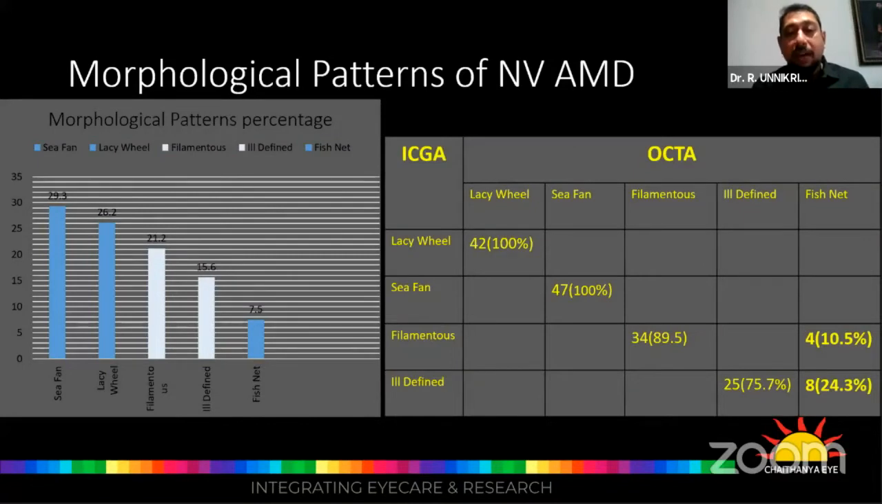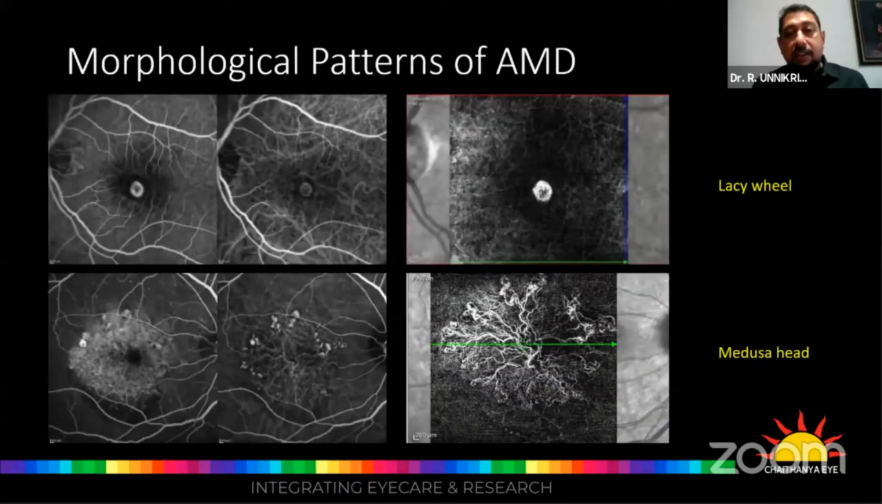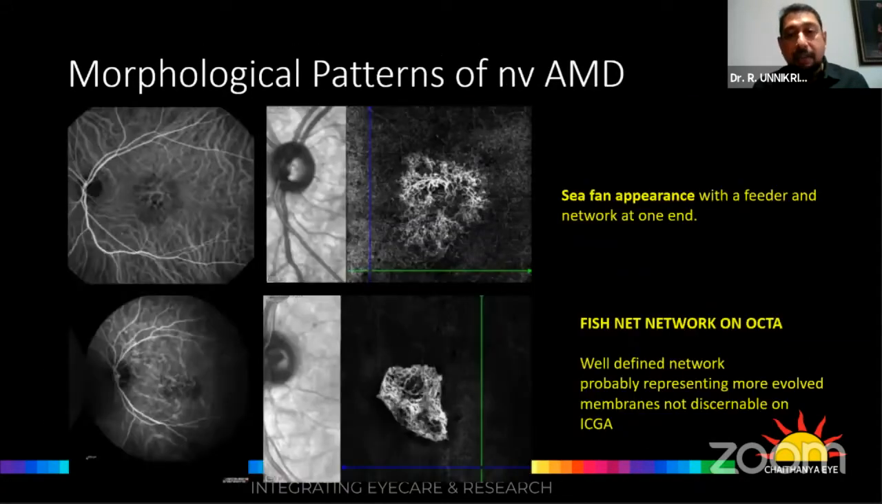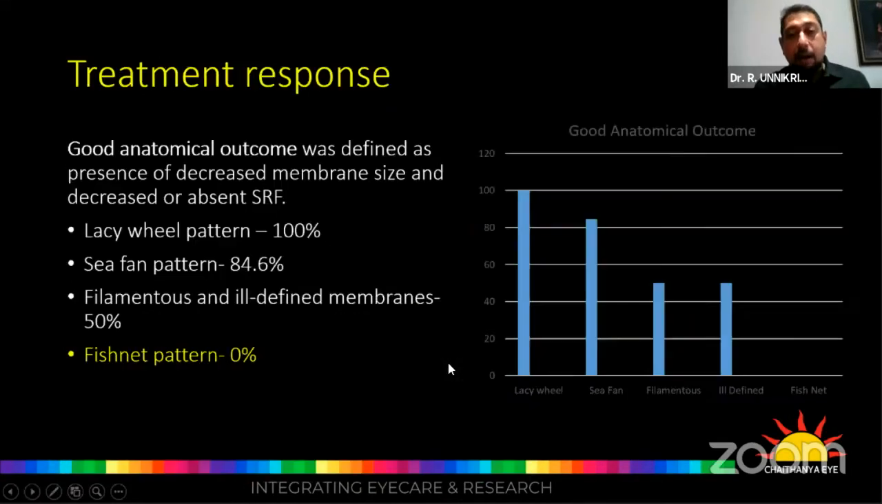Based on the patterns, you have a lacy pattern, a C-fan pattern, a filamentous pattern, and ill-defined or fishnet patterns. And these are the different kinds: the lacy pattern, the medusa head, the C-fan head. But what is interesting is there's a new pattern described called the fishnet pattern, a tightly dense pattern. And why is it important? Treatment response: there is a very poor response to the fishnet pattern on anti-VEGF.